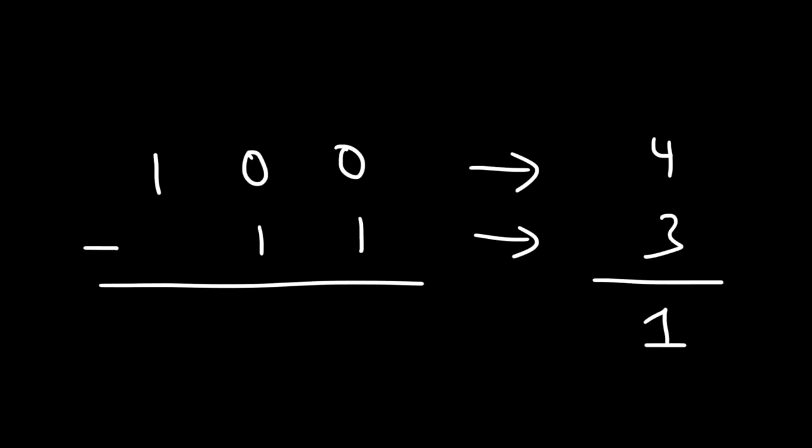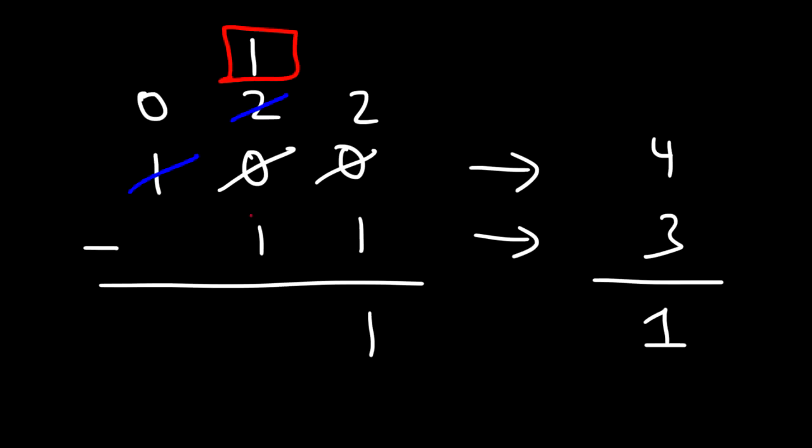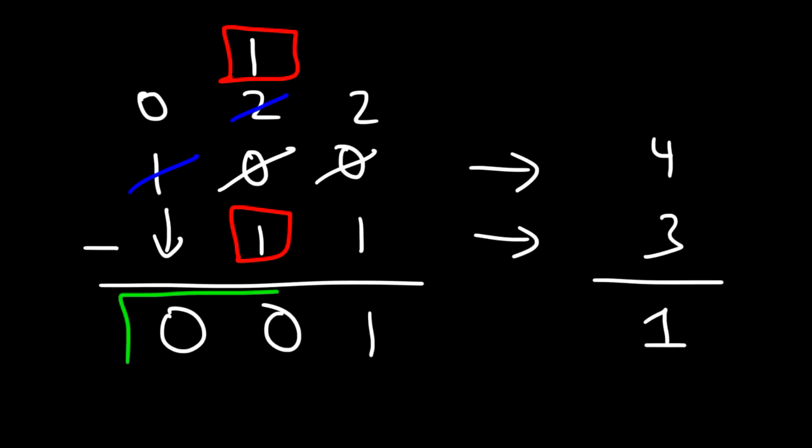So let's begin by borrowing a 1 from this number. So that becomes a 0. This becomes a 2. Now this, we need to change that. So we got to borrow a 1 from the 2, making this a 1 and making this a 2. So now we can subtract. 2 minus 1 is 1. And then if you do 1 minus 1, that will give you a 0. And you could bring down the other 0 if you want. So 0, 1, 1 is equivalent to just 1.